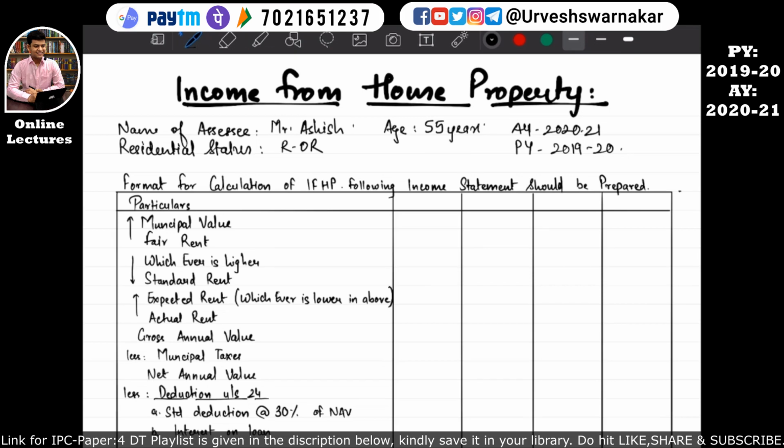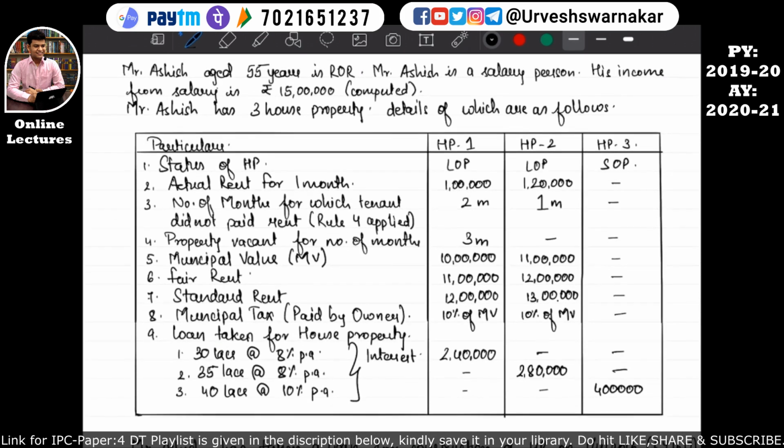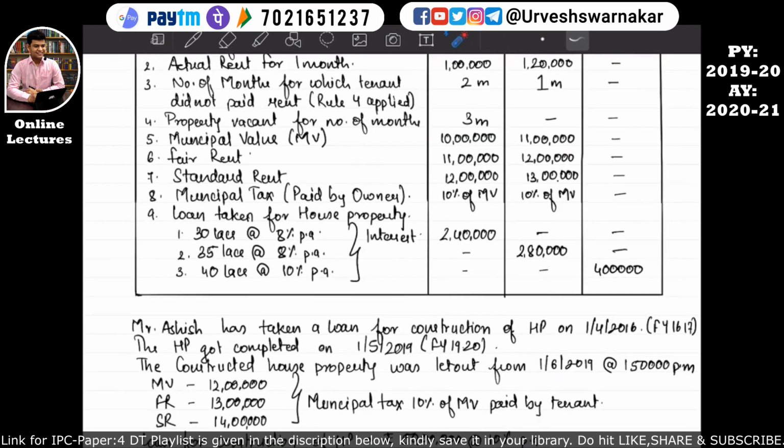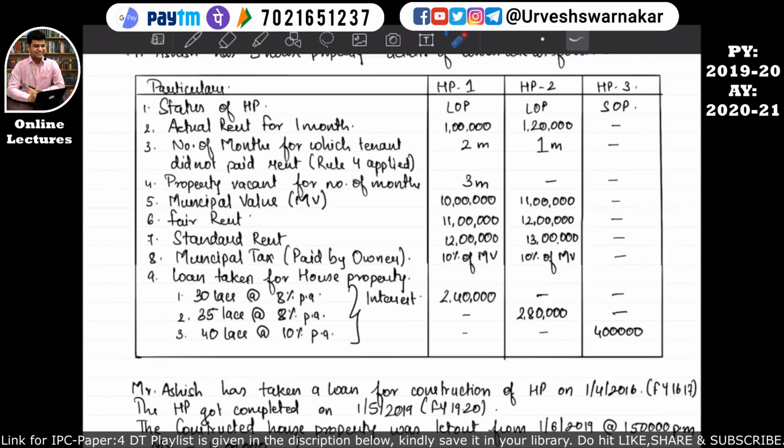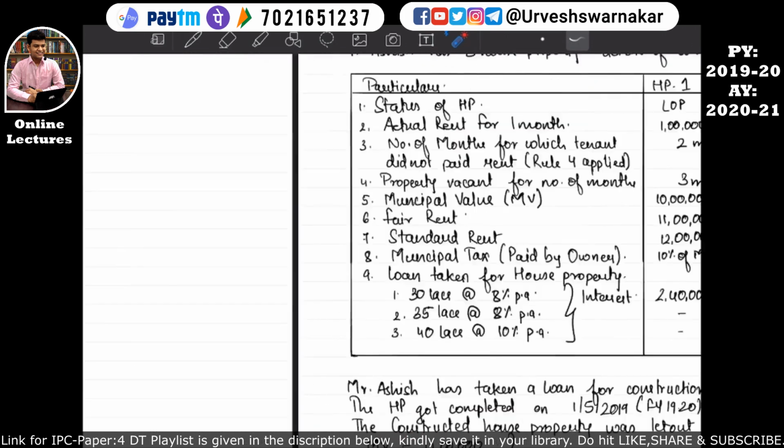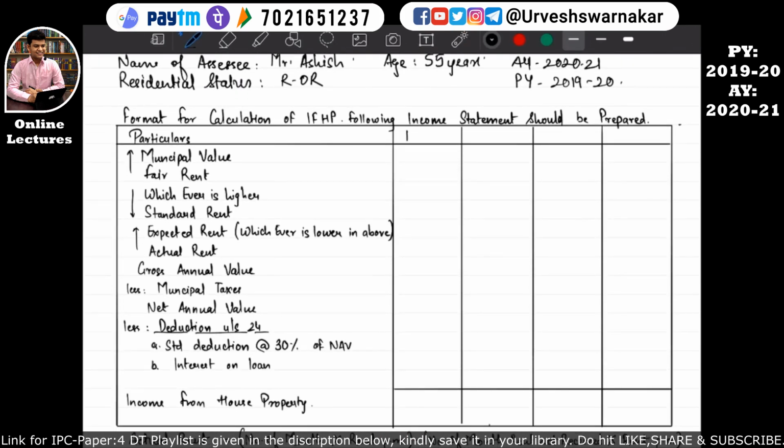There are 4 house properties in all: house property 1, house property 2, house property 3 and the constructed house property, which is also a let out house property. So we will come into our format and write over here house property 1, which is a let out house property. We will write house property 2, which is also a let out house property, and then the constructed house property, which is also a let out house property. Then we will write house property 3, which is the self-occupied house property. So we need to feed the details over here. Let's feed the details first of all.